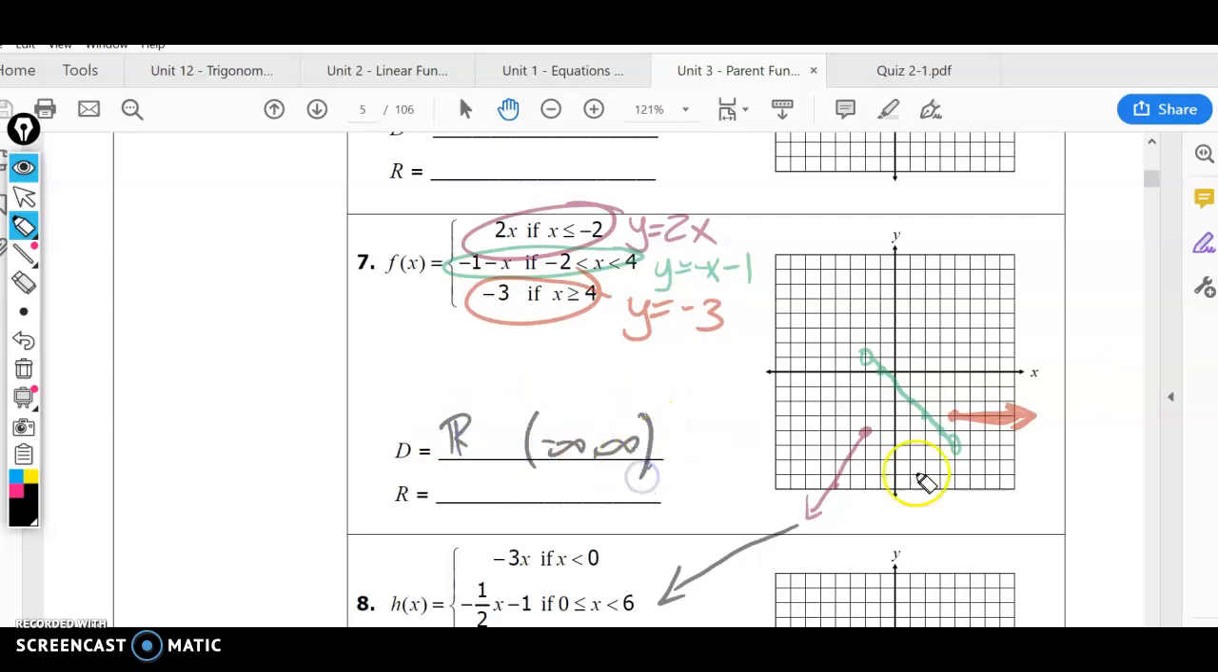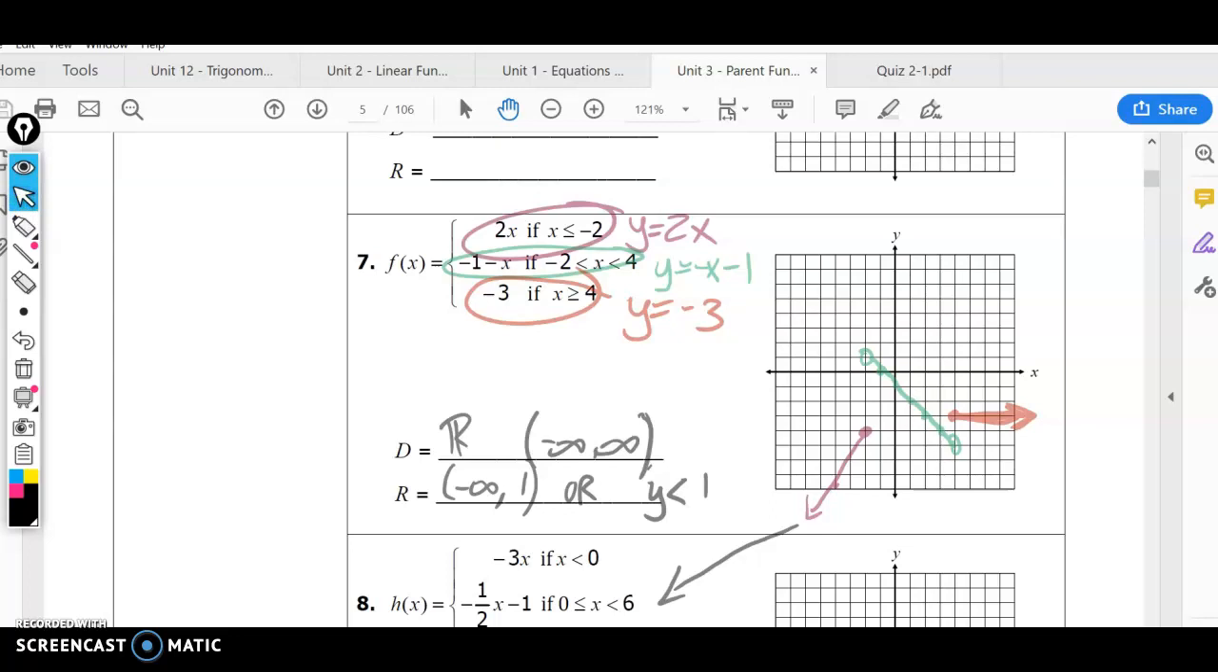The range from lowest to highest, it's good all the way down here. It's good all the way up here. Keep going, keep going. It stops. There's nothing above 1. So you could say negative infinity to positive 1, the parenthesis, or you can write, if you like set notation, y is less than or equal to 1.